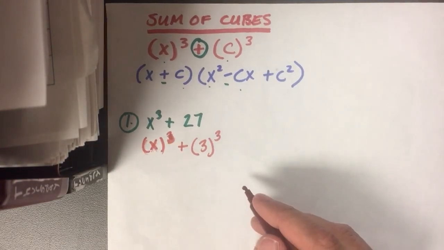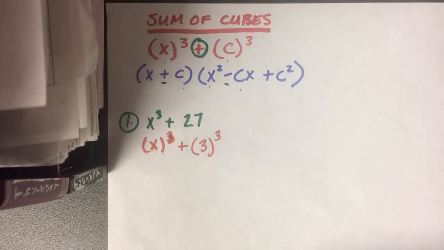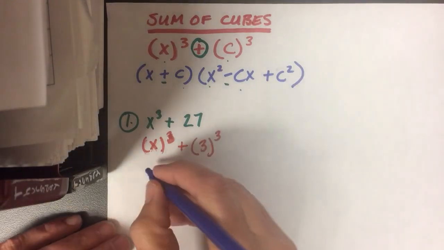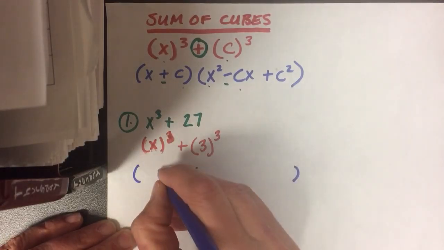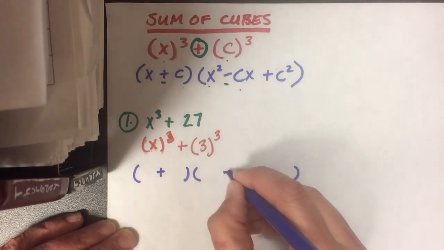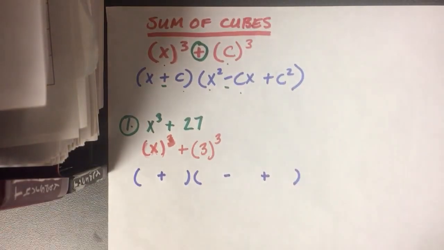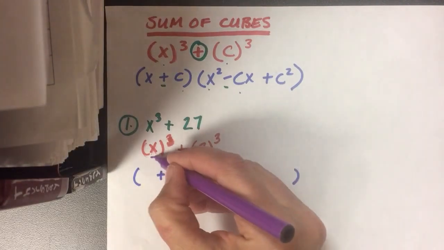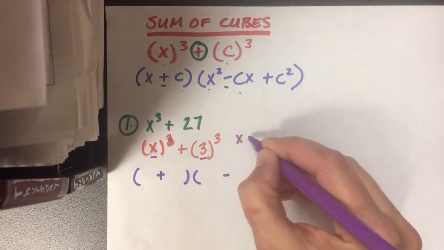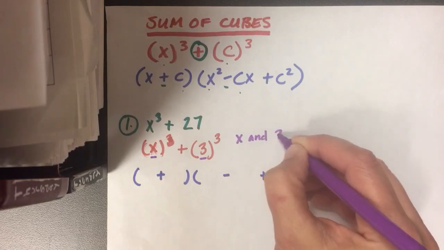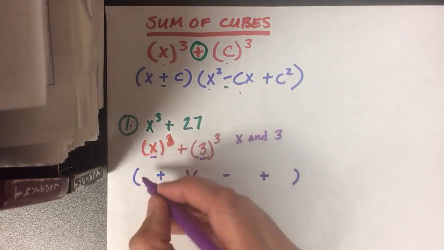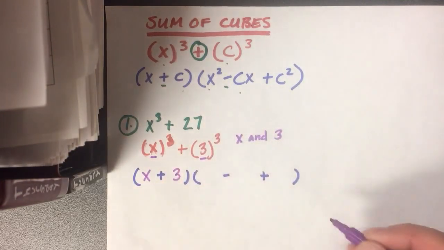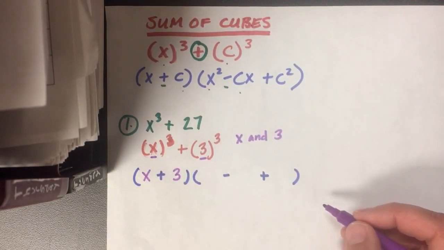Now that I have this, all I need to do is plug into my template using my two bases. And remember, I always write out the formula or template, whatever you want to call it, with my signs and fill in what I need to. So let's first identify our two bases. Our two bases are x and 3. So if we follow the format, x and 3 go in the first two spaces.